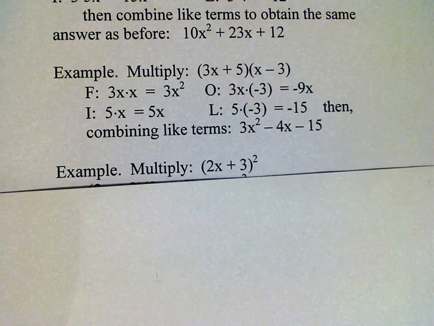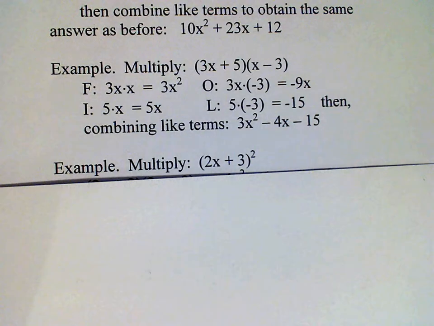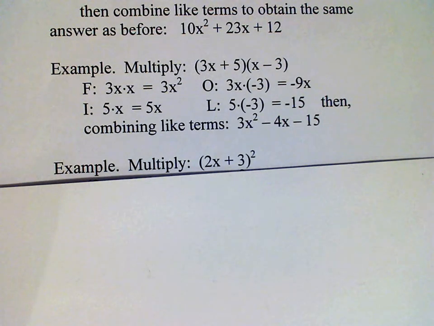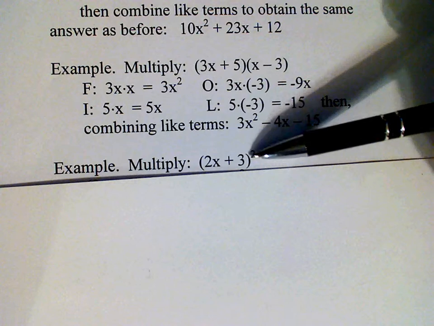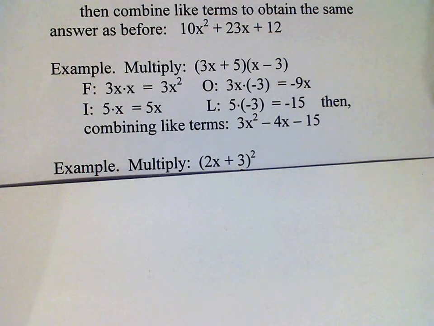One more example. We have 2x plus 3 squared. Now the reason I bring this up is a very common mistake that I see among students is to distribute the exponent in a problem like this, giving 4x squared plus 9. That is not correct, and we'll see why in a minute.